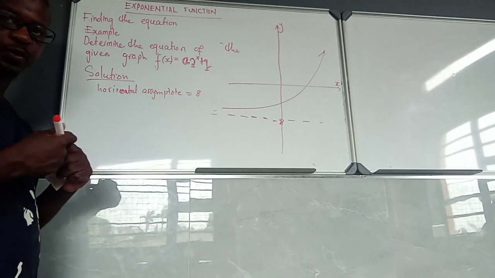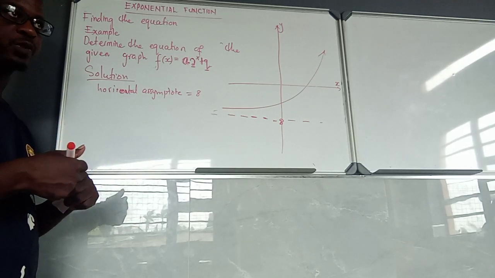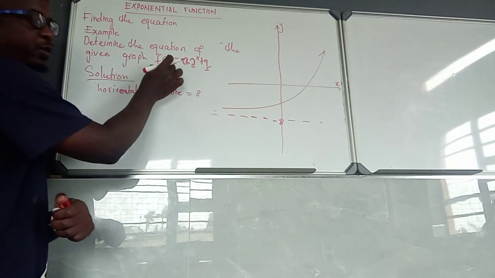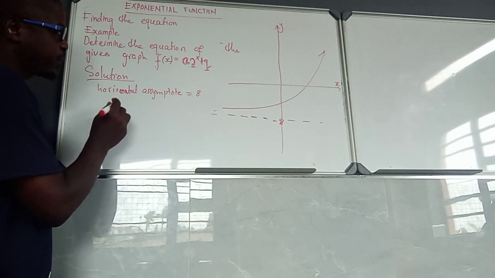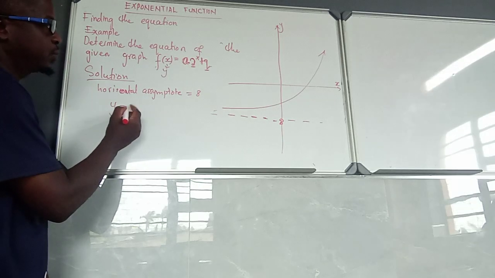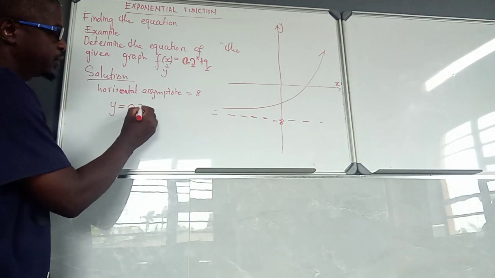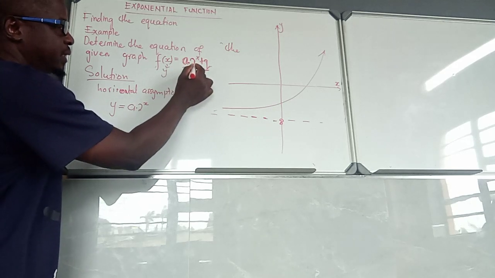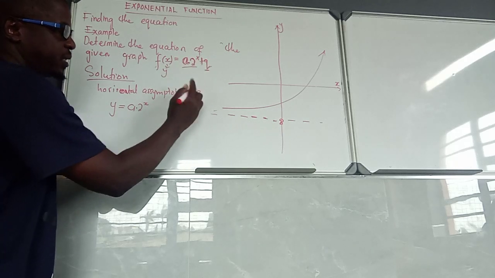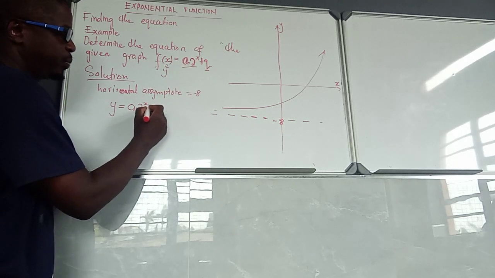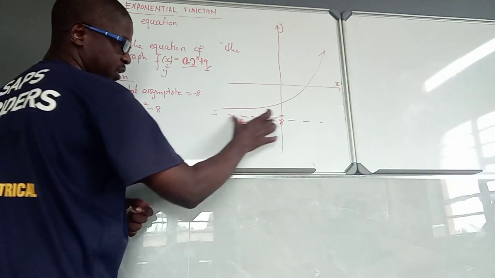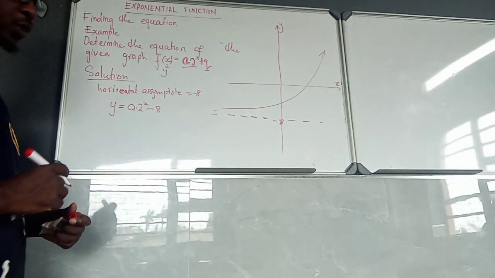So what am I going to do when the horizontal asymptote is -8? I'm going to rewrite this expression, but in place of f of x, I'll put a y, because I know that f of x is the same thing as y. So y is equal to a times 2 to the power of x plus q, but my q is -8, so plus a -8. That is what I have. I just took this value and put it here. So what is my next step?